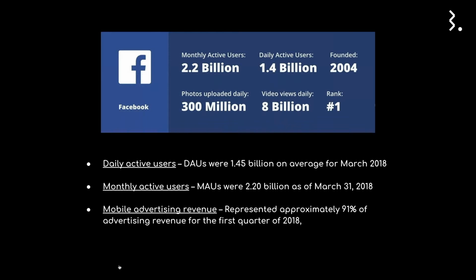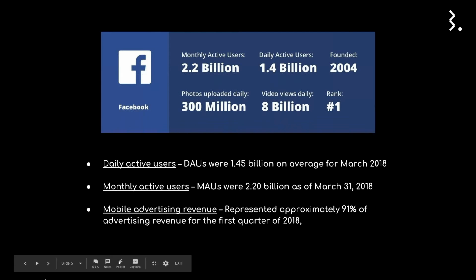These numbers that you see over here, it's probably more right now, but these are the numbers from the press release that Facebook reported for its first quarter of 2018 this year. According to that, the daily active users that Facebook had were 1.45 billion on average for March this year, which was an increase of 13% from the same time last year. Similarly, the monthly active users were 2.20 billion as of March 31st, which was also an increase of 13% compared to the year before.